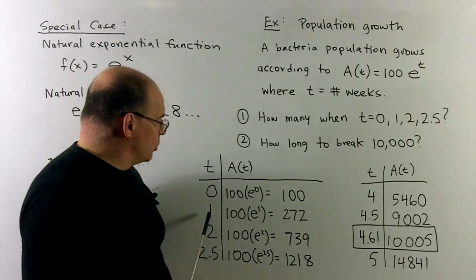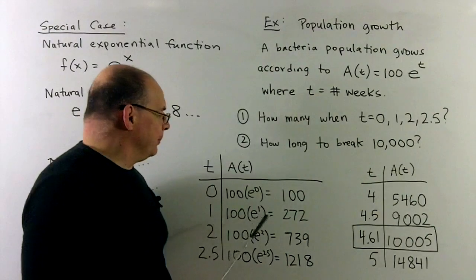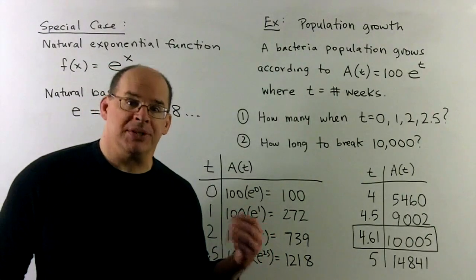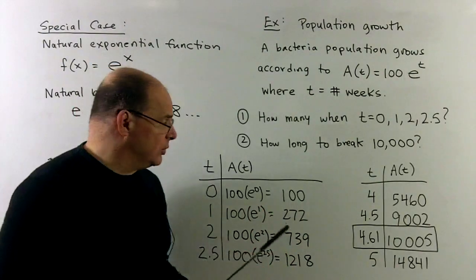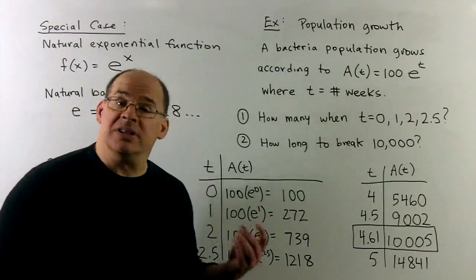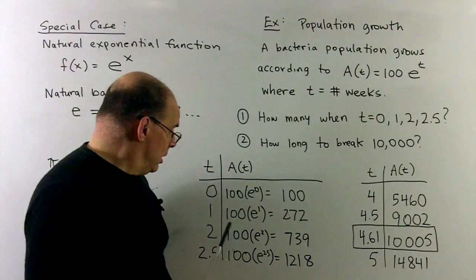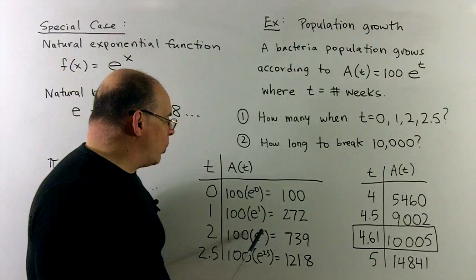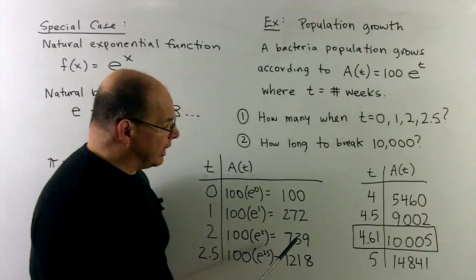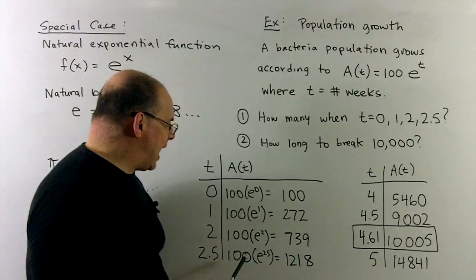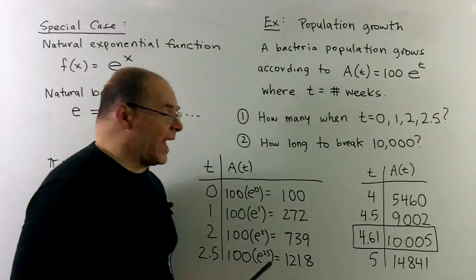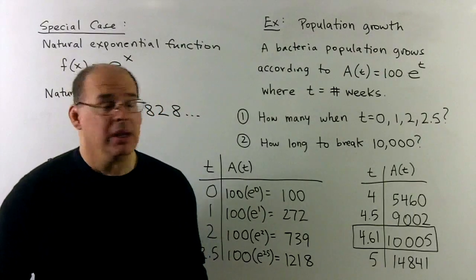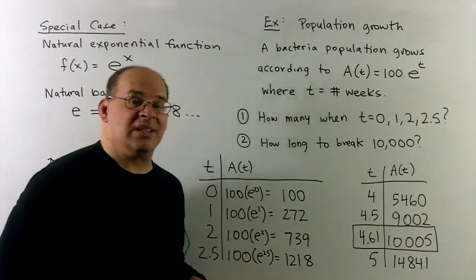For t equals 1, we substitute. e is roughly 2.71828. Multiplied by 100, we round to 272. So this is definitely increasing. We put in a 2, it's going to be e squared. Multiply by 100, we get 739. And then for 2.5, e to the 2.5, multiply by 100, we get 1,218. So we see as time goes on, this is definitely growing.